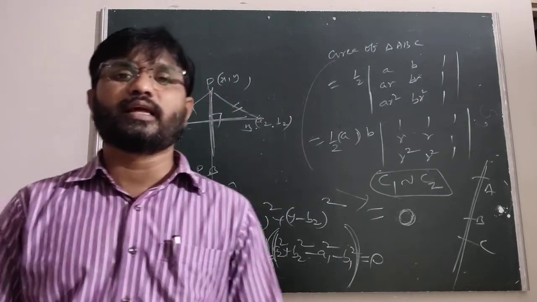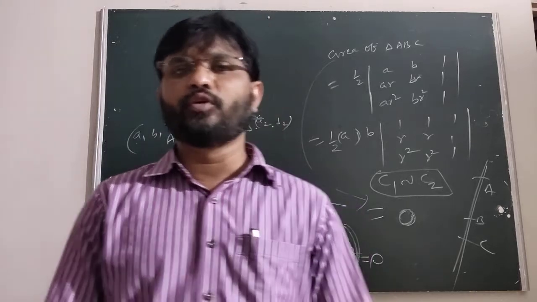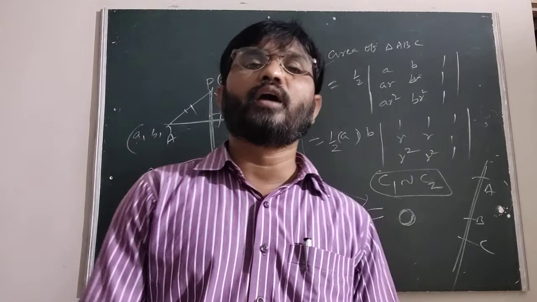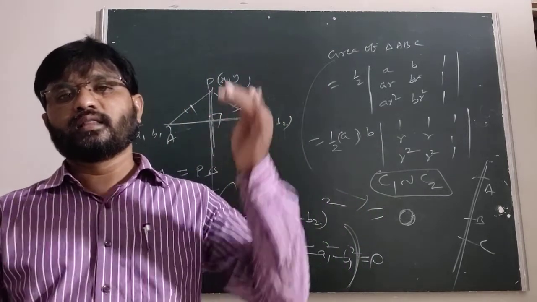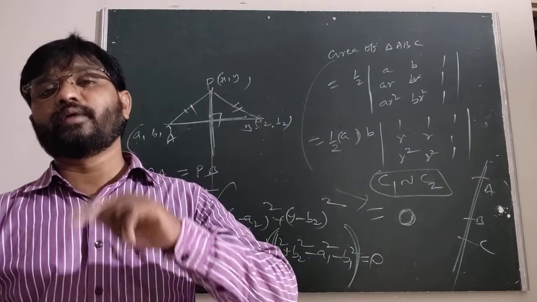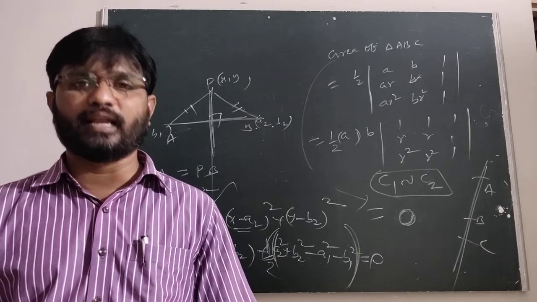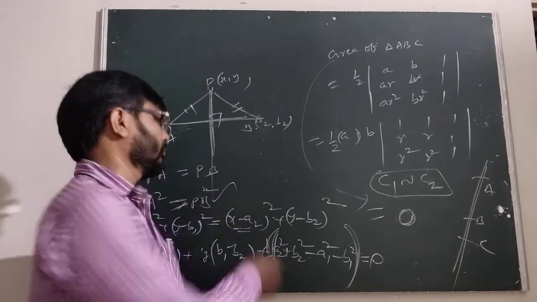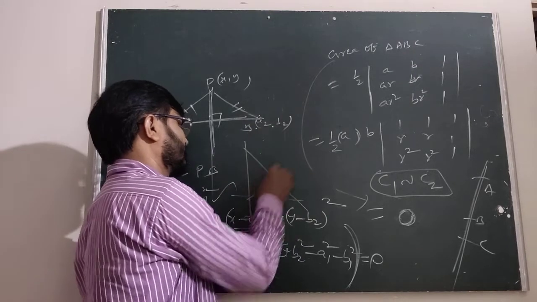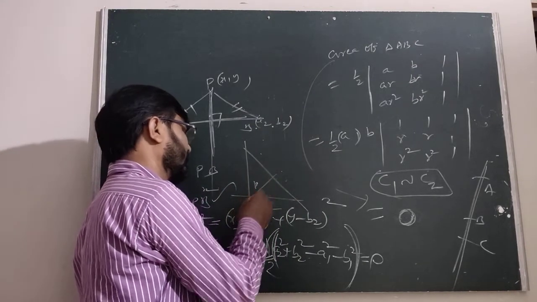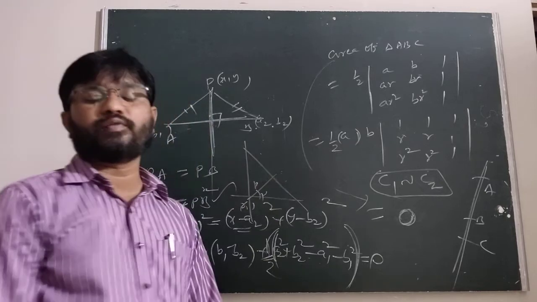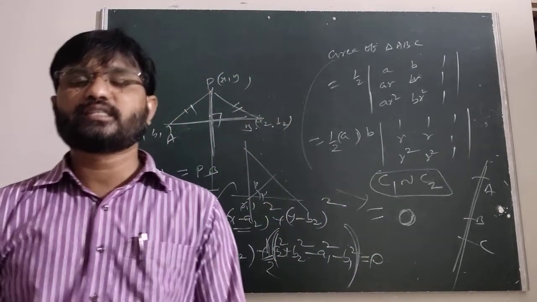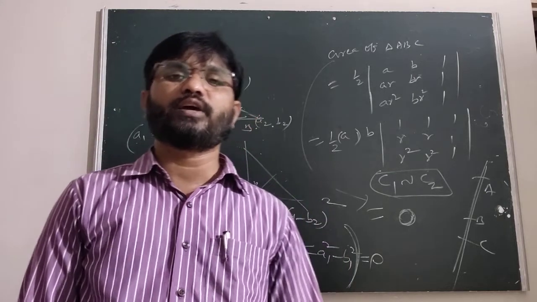Then you can learn about the normal form. The normal form is the equation of the line when the normal from the origin to the line makes an angle alpha. We can write that the line is at a distance p from the origin and the normal makes angle alpha with the positive direction of the x-axis. Then the equation of the line is x cos alpha plus y sin alpha equal to p.